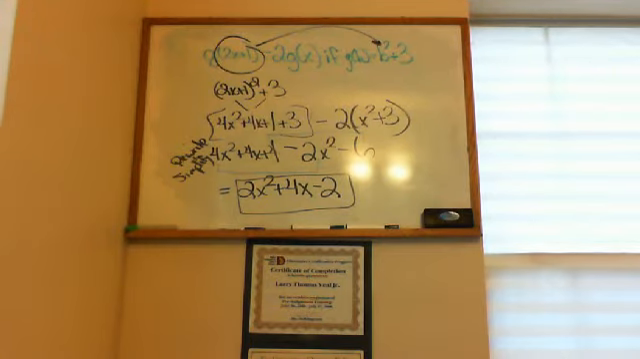Any questions on that so far? As you see here, it was 2x squared plus 4x minus 2. And we're good. Okay? Cool. Alright, let's look at the next one.